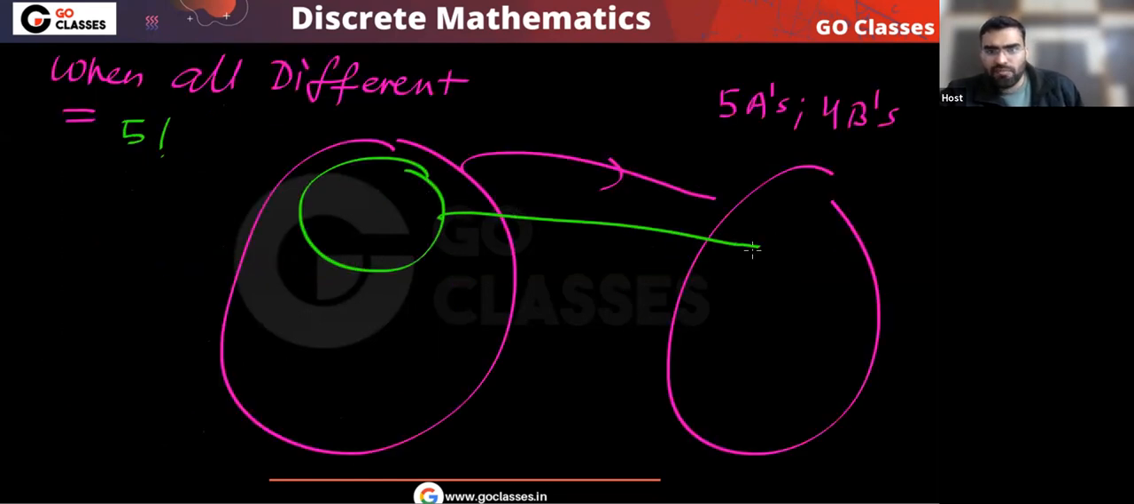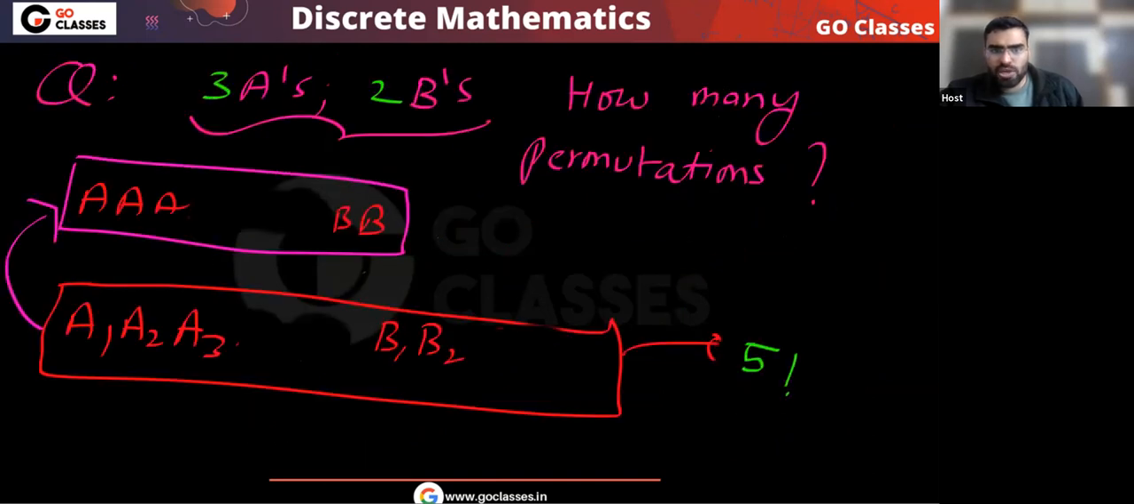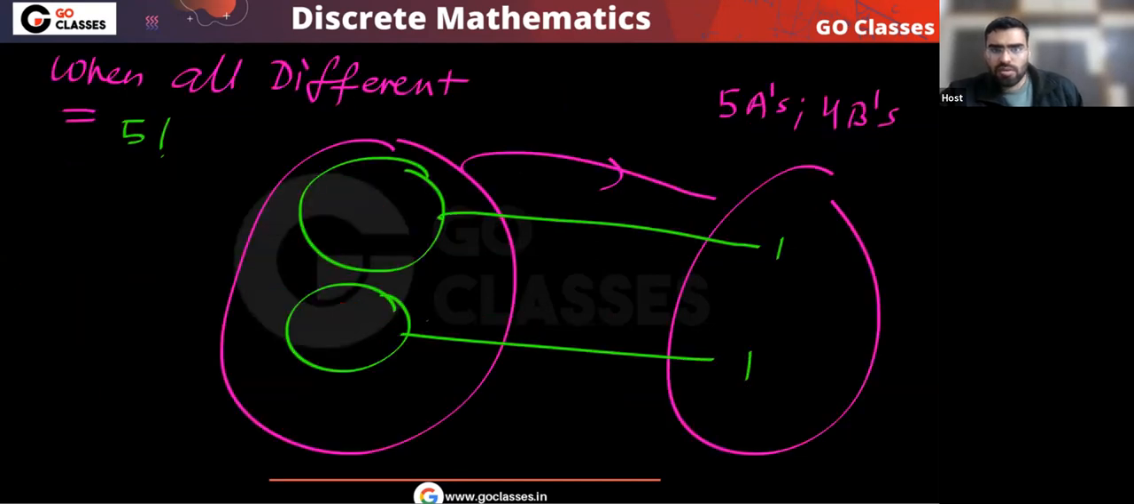So tell me, how many of them will map to one here? That will be 3 factorial into 2 factorial. Yes or no? Is this clear? 3 factorial into 2 factorial arrangements will map to 1. So these many will map to one. Is this clear? Anyone? Let me know. Anyone has any doubt in this?